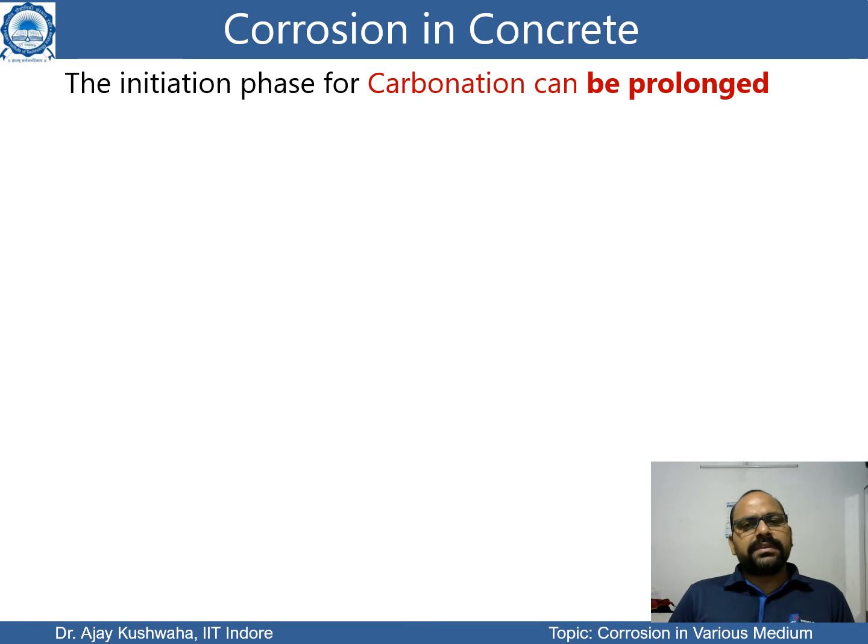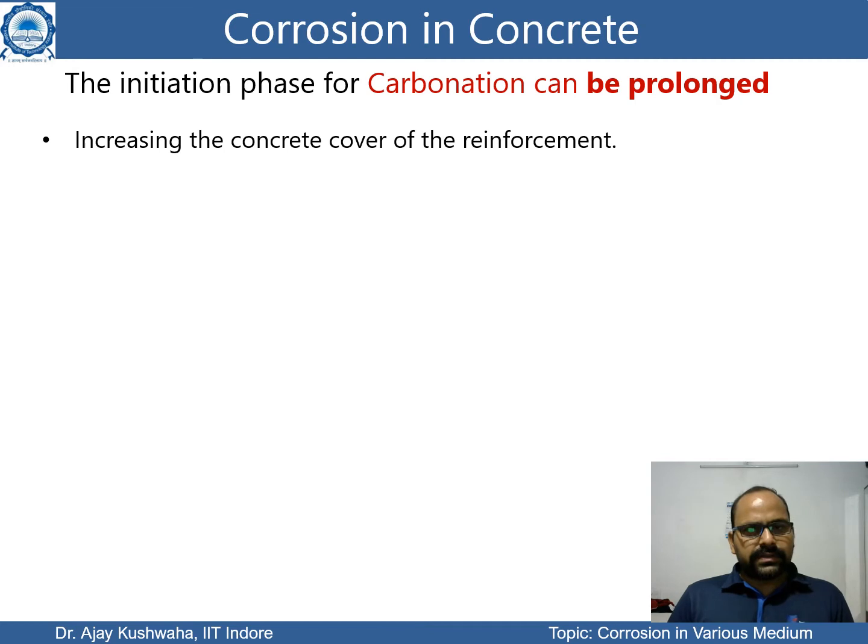So how can we slow down the carbonation process? There are a few points. The first point: increase the concrete cover of the reinforcement. This means we can increase the thickness of the concrete so that the capillary action will be less, and the penetration of CO2 will not be that possible because the thickness is high. Though it's porous, maybe one capillary will be cancelled out by the other solid structure, and then there is a relatively lesser chance of CO2 penetration.